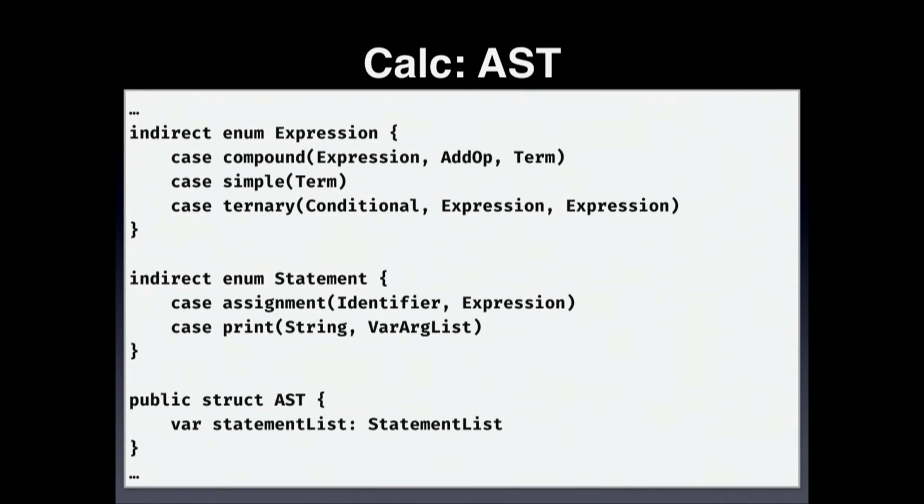If you look at the definition for expression, you'll see that it's recursive. And it's great in Swift: you can have the indirect keyword, which gives you a heap allocated reference type. So you can see here we have two types of statements, the assignment statement and the print statement. And remember, the structure of a Calc program is just a sequence of statements. So our AST is really just a sequence of statements, and statement list is just a wrapper around an array of statements.